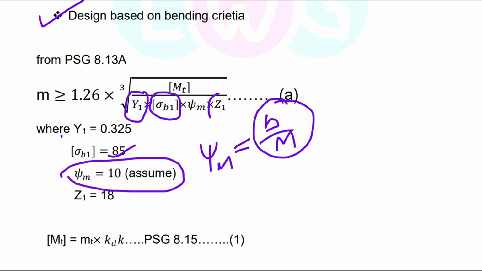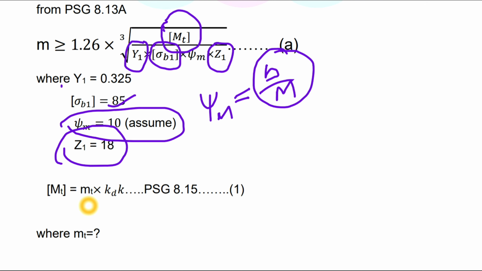Next, Z1 is for the pinion. Z1 denotes the number of teeth on the pinion, and we got this value in step number 2. Z1 is equal to 18. Now the remaining value is Mt. For this Mt, move to PSG page number 8.15, where you will get the formula of Mt. The Mt formula is small mt into kdk.